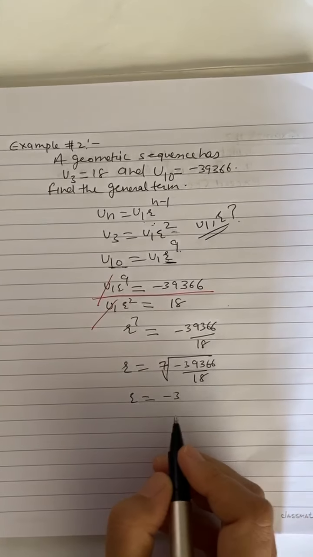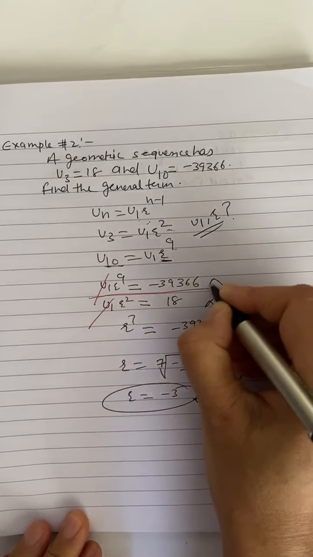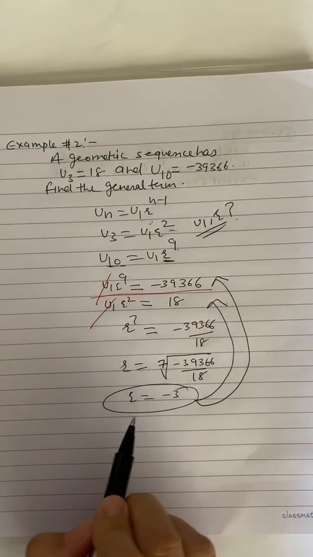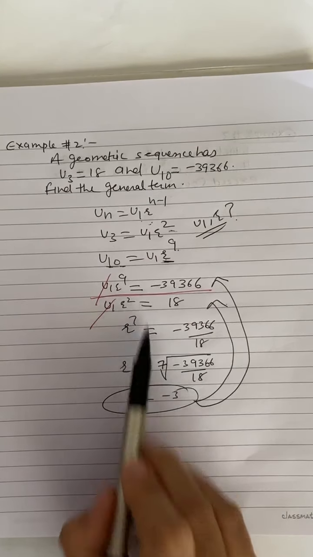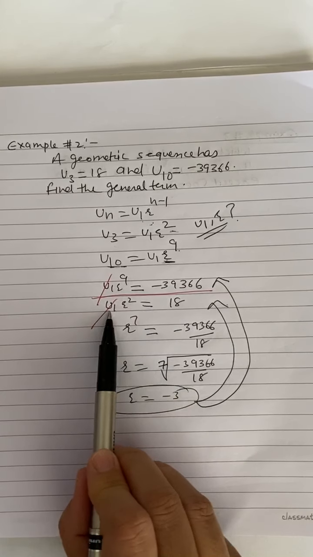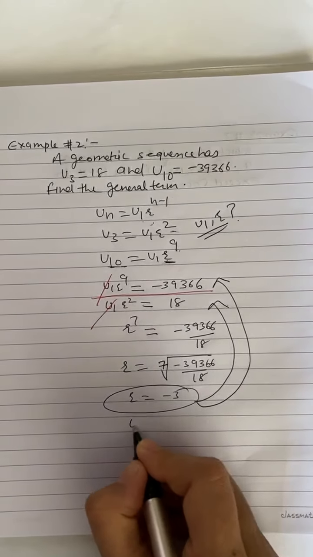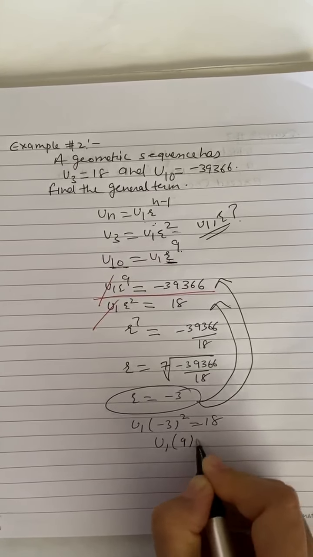Once I have r, I can substitute it in either of these two equations. But again, do not complicate your calculations. So I'm going to substitute r equal to negative 3 in the second equation. So u1 times negative 3 squared is equal to 18. So u1 times 9 is equal to 18.